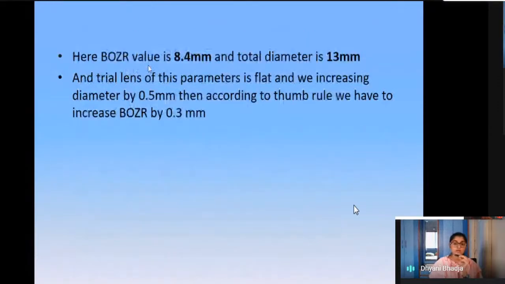Here the BOZR value is 8.4 mm and total diameter is 30 mm. The trial lens of this parameter is flat, so we decide to increase diameter by 0.5. So according to the thumb rule, can anyone tell what will be our new BOZR and new total diameter?